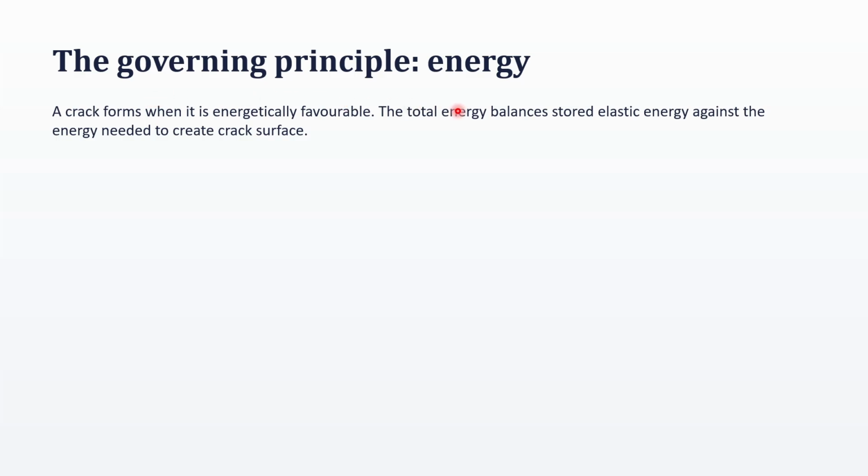Now, the governing principle is energy: a crack forms when it is energetically favorable, which is understandable. The total energy balances stored elastic energy against the energy needed to create crack surface. In order to conserve the Griffith formulation, you have to have new surfaces whenever a crack propagates. So a crack propagating is essentially decreasing the strain energy density. But where will that energy go? That energy will go into creating new surfaces.